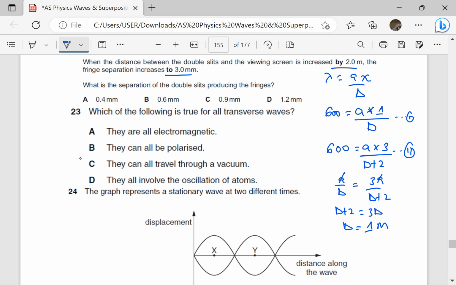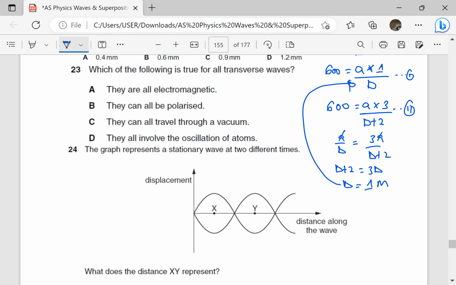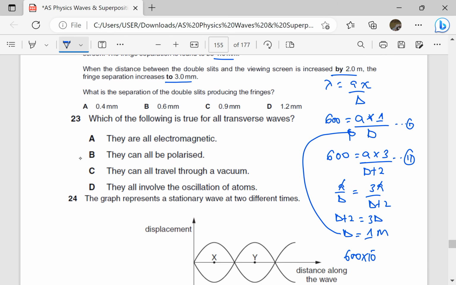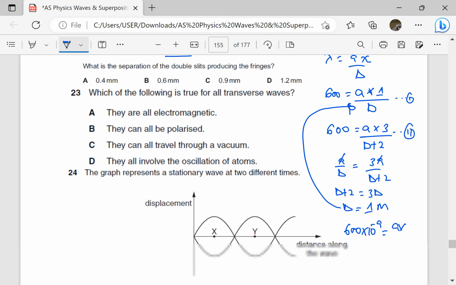And if D is 1 meter, the other side will be 2D. So if D is 1 meter, I'll substitute for D in one of those equations, and I find A. Now here I have to convert. So I have 600 times 10 power negative 9 is equal to A times X, which is 1 millimeter, so A times 1 times 10 power negative 3, divided by D, which is 1 meter.